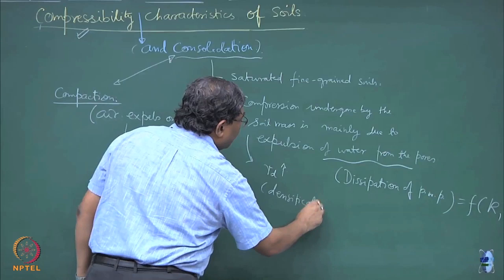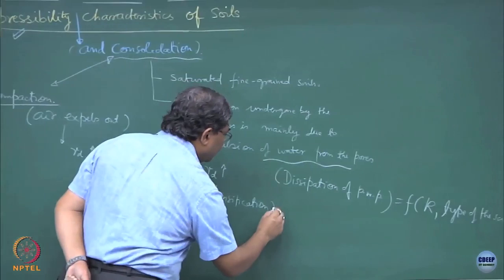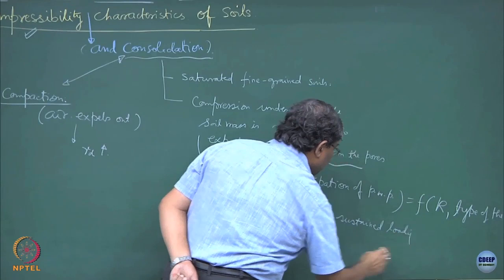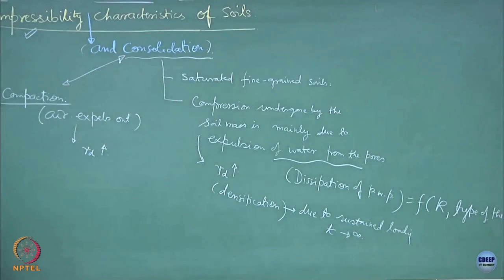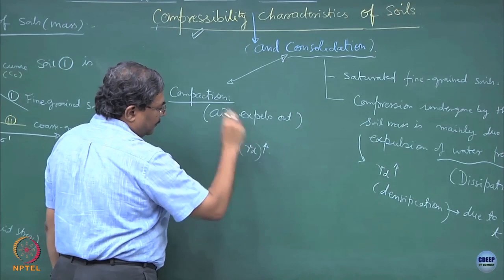And this densification is because of the sustained loading, remember. So, this is the densification due to sustained loading. Sustained loading means T tends to infinity. Alright, the time when 3-4 dial gauge readings cease to change, they become constant. This is an instantaneous process, air gets expelled out, gamma D increases, fine.